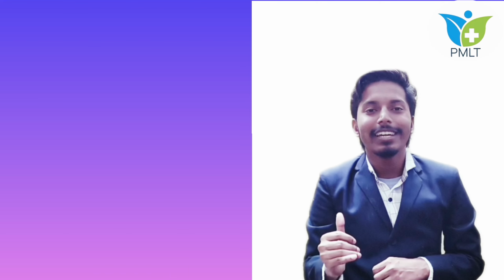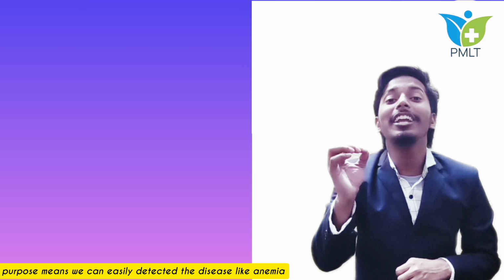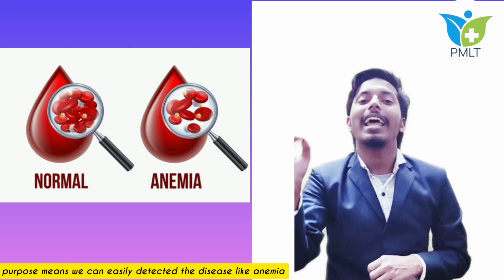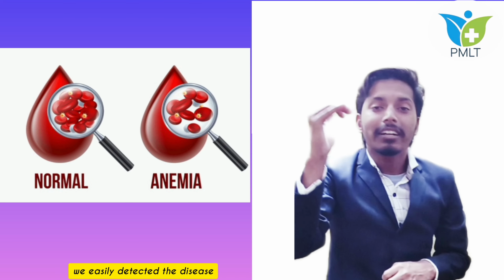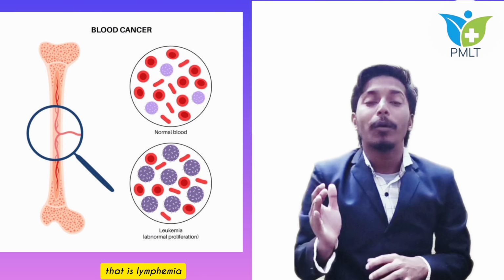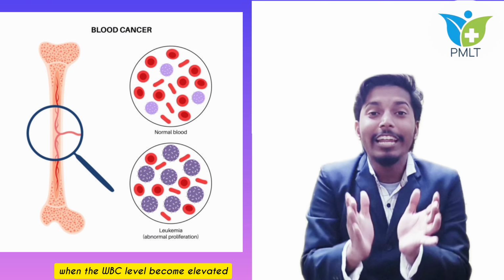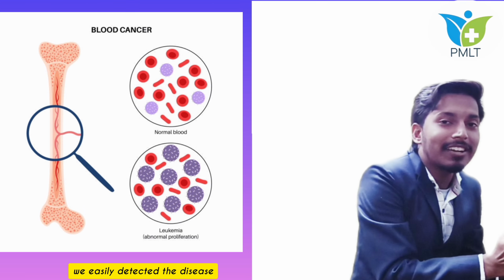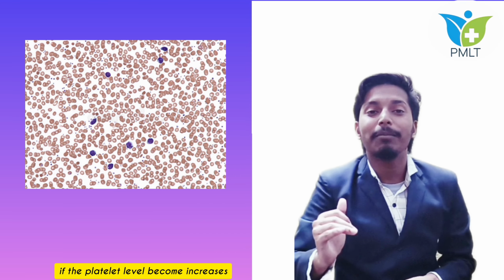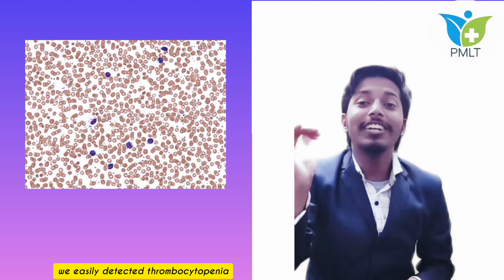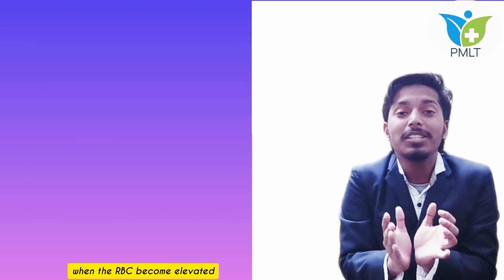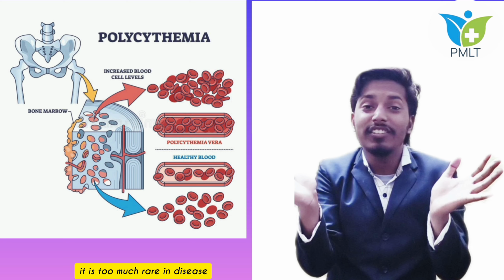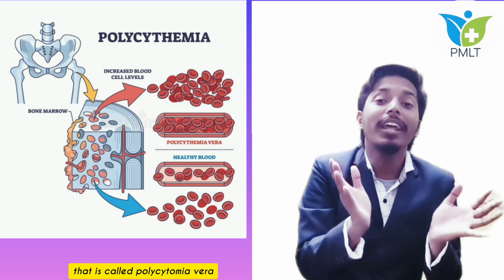Next, the purpose. We can easily detect diseases like anemia when the red blood cells decrease. We can easily detect leukemia when the WBC level becomes elevated. We can detect thrombocytosis if the platelet level increases, and thrombocytopenia when the platelet level decreases. We can also detect the disease when the RBC becomes elevated, which is very rare, called polycythemia vera.